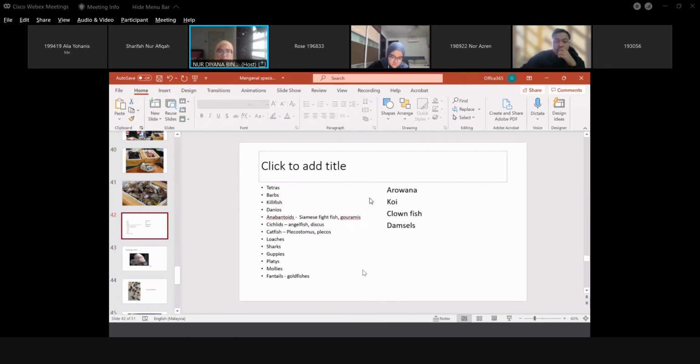Loaches, sharks. We also have sharks, but it's not that big a shark. It's a small shark species. The color is purple, black and yellow. So it's not that big a shark, but a smaller species. Alright, guppies. Guppies, platies. Platies and mollies kind of look the same, but there is a difference in color and slight difference in morphology. Okay. Fantails.